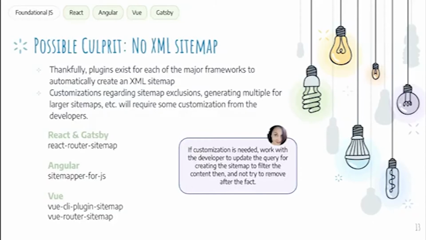So those are the 3 things that could be happening when sections of your site aren't being crawled and indexed. Remember, that was you're not linking properly, you have rendering or router issues, or there's no XML sitemap. Woo, let's move on.